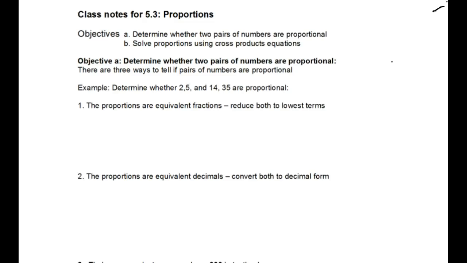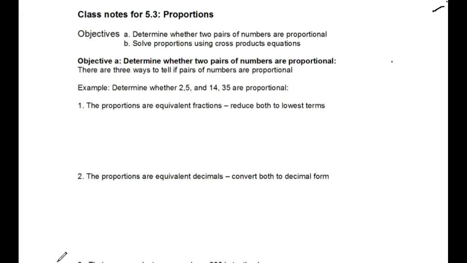Welcome. Today we're going to be looking at proportions. You can read in your textbook on page 300 and 301. There's two objectives that we have in this section. The first objective is to determine whether or not two pairs of numbers are proportional. And then the second objective is to actually solve some proportions. So let's take a look at the first objective.